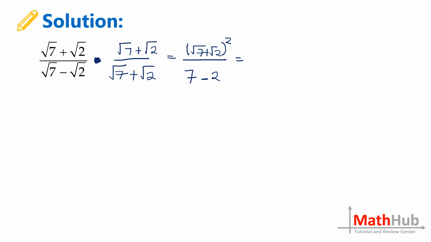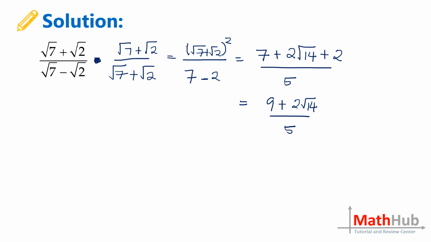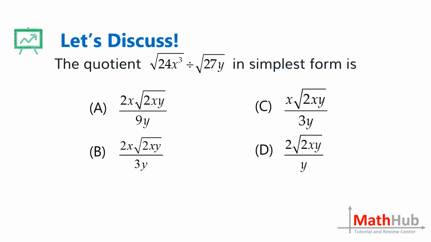How do you square a binomial? Square the first term, twice the product, so we get square root of 14, plus square the last term, which is 2, over 5. So let's simplify the numerator a little bit more. We now end up with 9 plus 2 square root of 14 over 5.